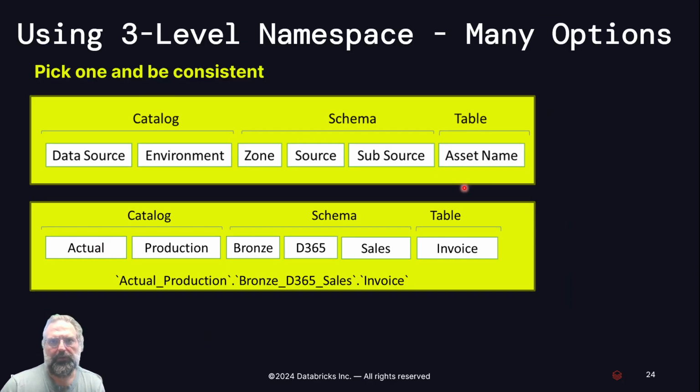So here's an example of a 3-level namespace segregating things where catalog is made up of source and environment. Then schema contains the zone, the source and the subsource, if there is one, and then the asset's name, which might map to the example below.